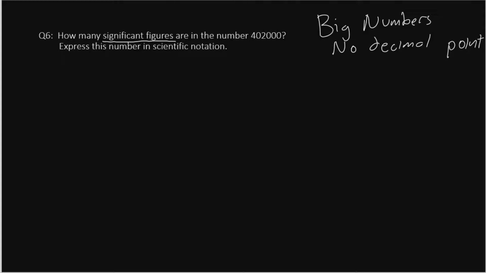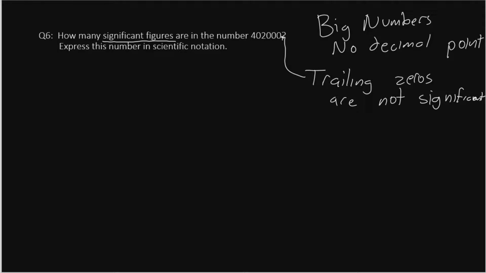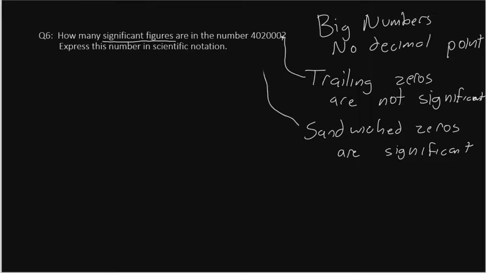So for those of you who haven't seen anything about significant figures, here are the rules for big numbers without decimal points. The trailing zeros are not significant. And when I say trailing zeros, I'm referring to those zeros on the end. But sandwiched zeros that are in between two other numbers are significant. So that zero there in the middle between 4 and 2 is significant. But these other zeros on the tail of the number are not significant.